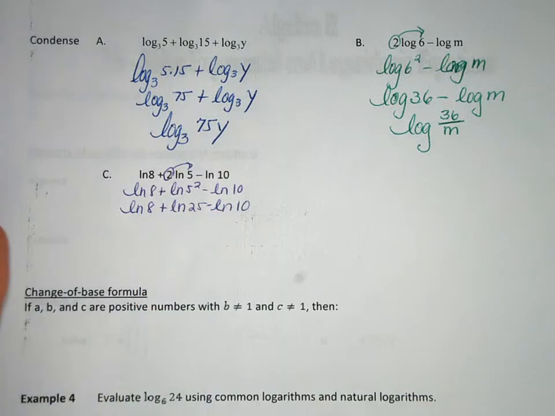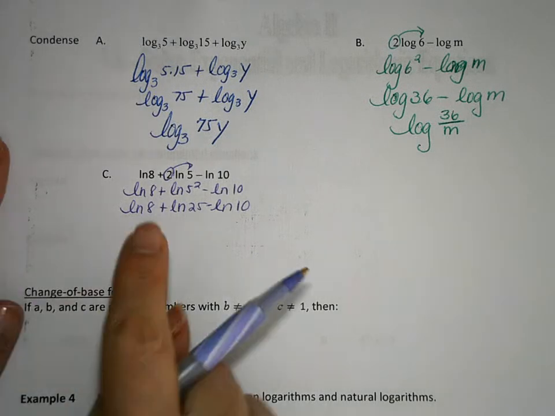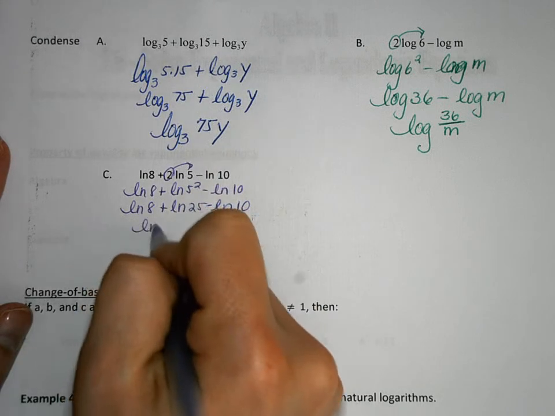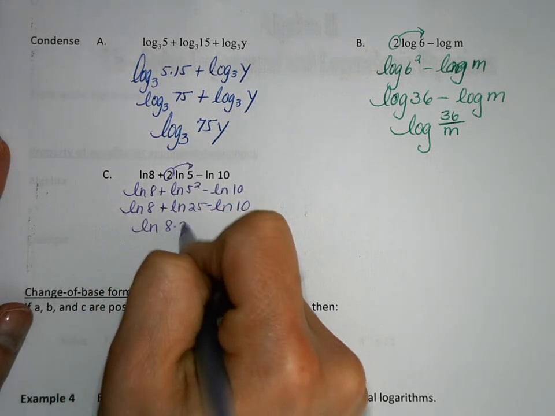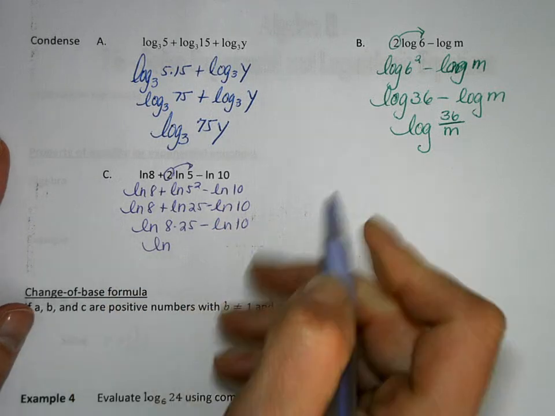All right, Ms. Tessa, what's the next thing we do? Since ln 8 and ln 25 are adding, I multiply them. Beautiful. Because these two are being added, I can multiply them. So the ln of my first item, 8 times 25. So 8 times 25 is 200.